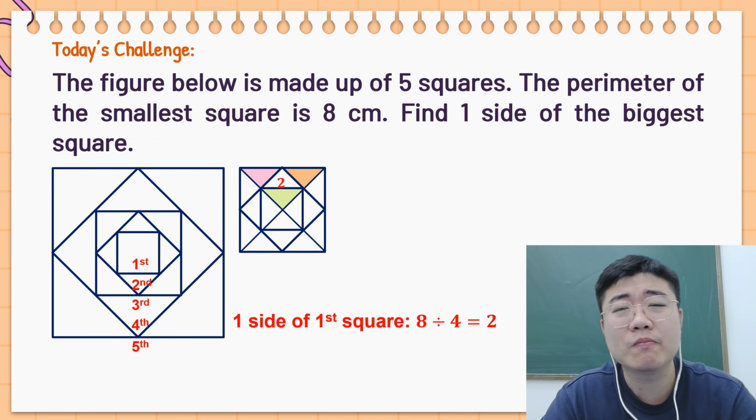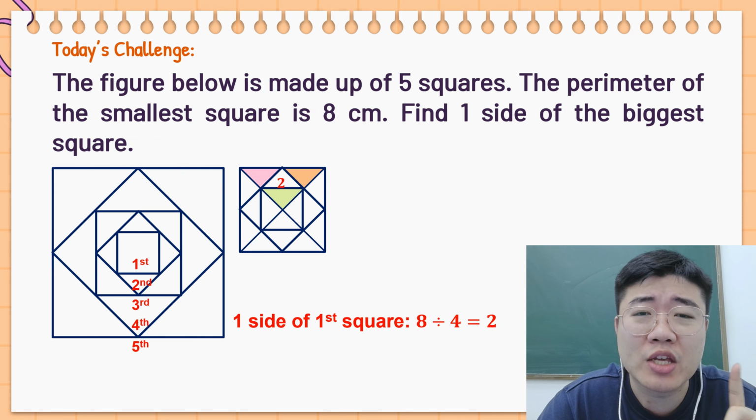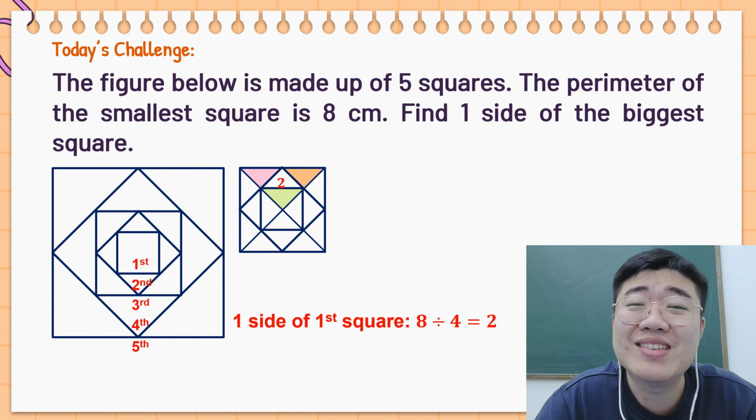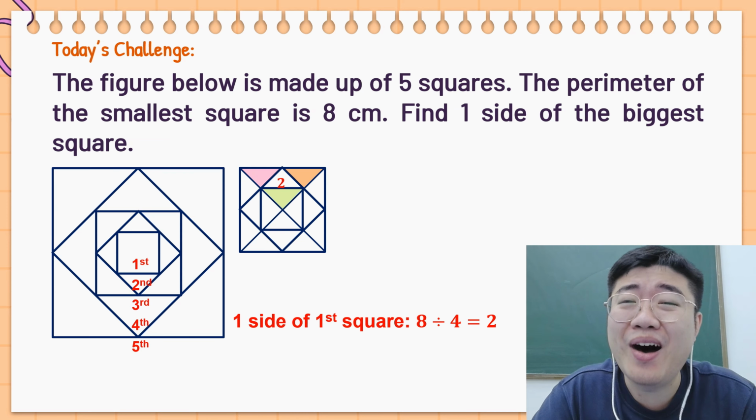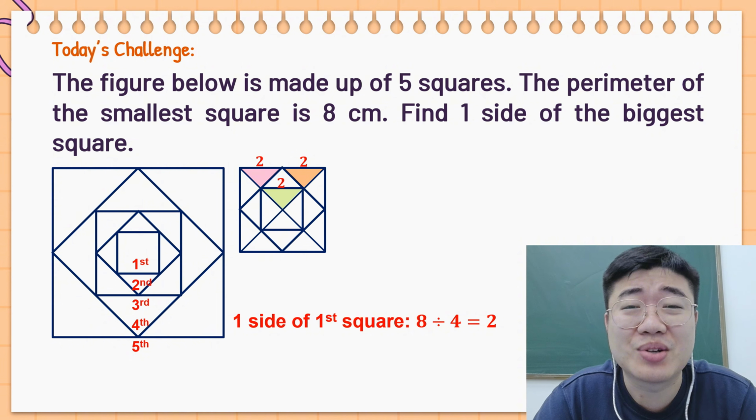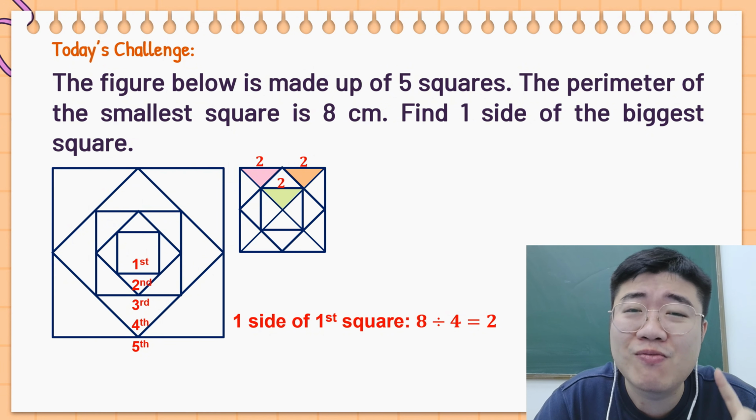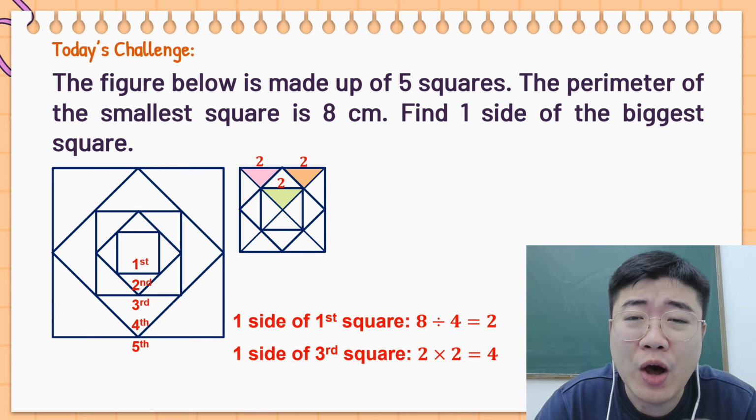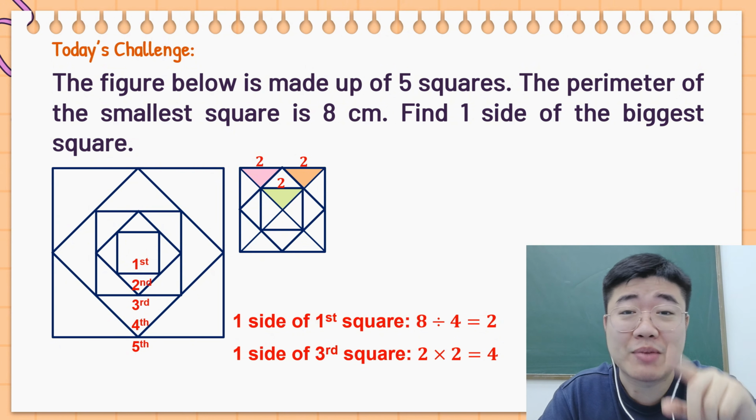Let's label it here. So if this side of the smallest triangle is 2, how about the pink and the orange triangle? What's one side of those triangles? Very good. Those are also 2 because these 3 triangles are identical to each other. So now we have found one side of the third square. This is 2 times 2. So that's 4 cm.